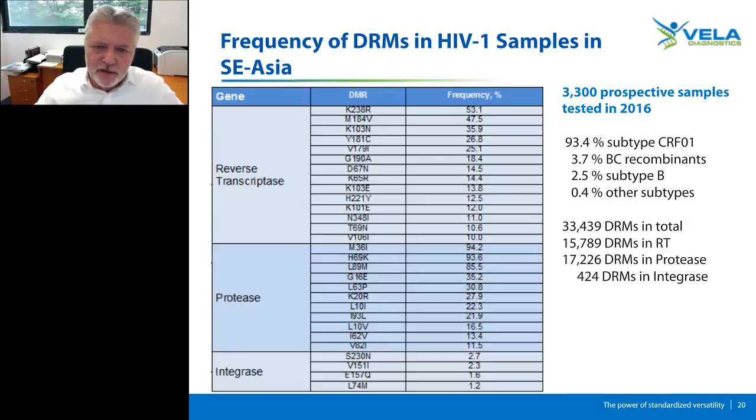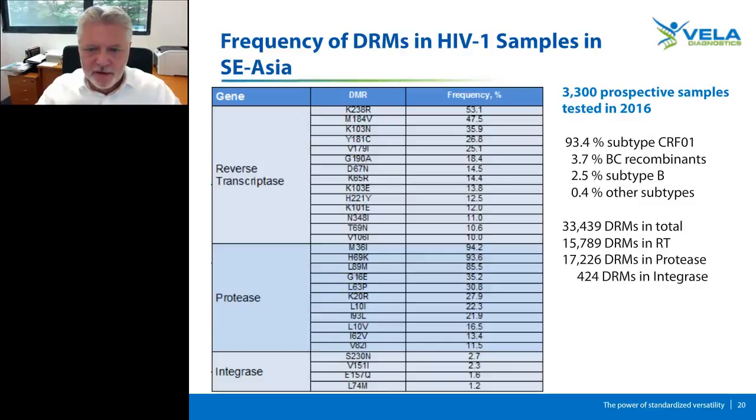Some more data which we collected also in Southeast Asia over this year. It's 3,300 prospective samples tested in 2016. And when you look at the DRMs, drug resistance mutations, and the frequencies we're seeing here, they are very similar to what you would expect from using international databases.